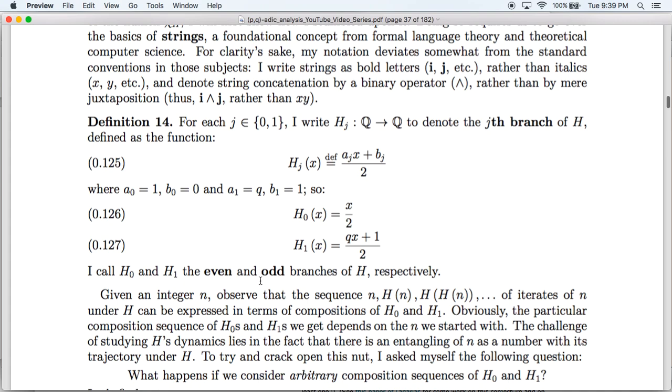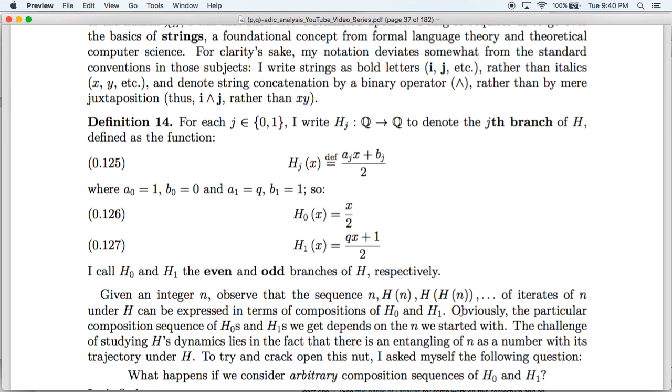As a result, given an integer n, its forward orbit under h can be expressed in terms of compositions of h0 and h1. Obviously, the particular composition sequence of h0s and h1s we get depends on what n we started with, and that's the challenge of studying the dynamics of these maps. We have to untangle the relationship between n and its trajectory.